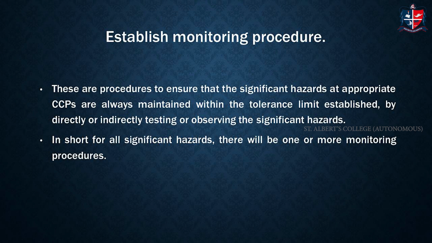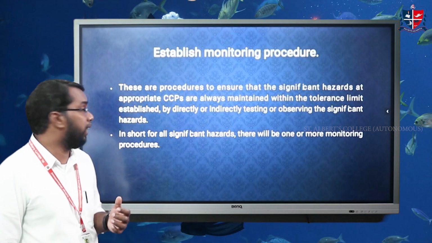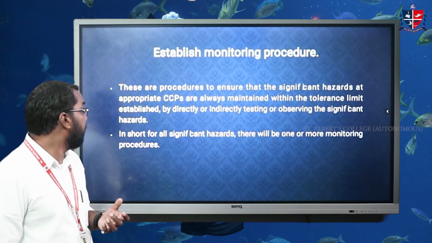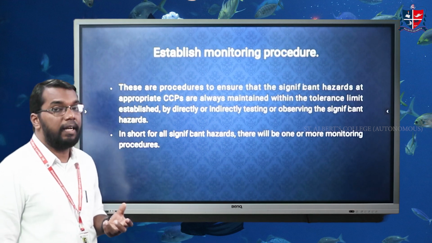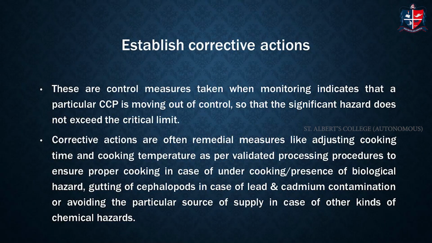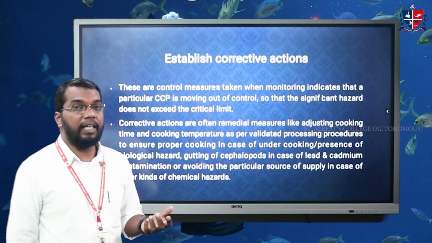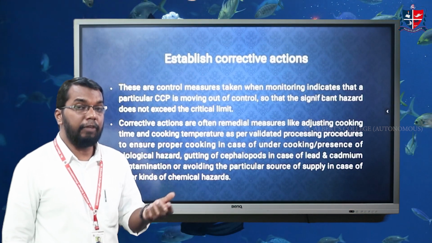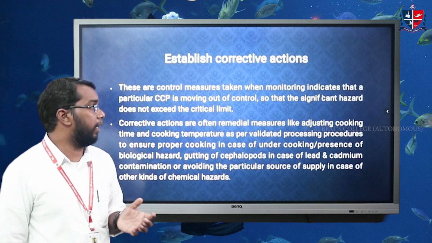Next is establish monitoring procedure. In this step, procedures to ensure that significant hazard at appropriate CCPs are always maintained within the tolerance limit established, by directly or indirectly testing or observing the significant hazard. Next is establishing a corrective action. In this process, if we find a certain significant hazard is out of control, we can rectify that.